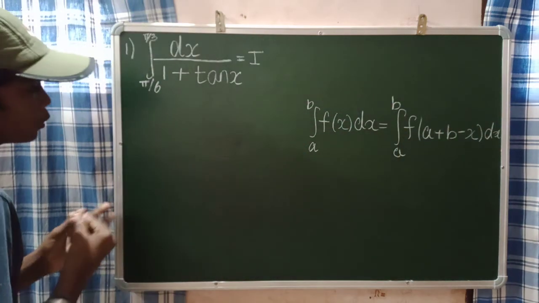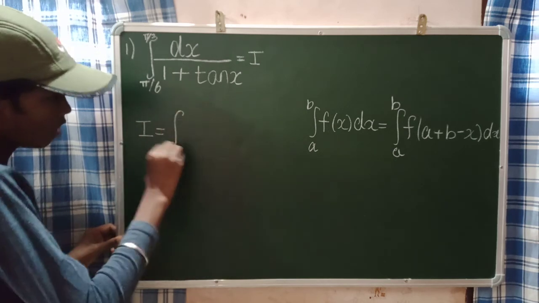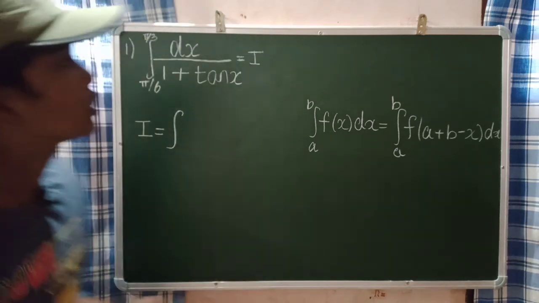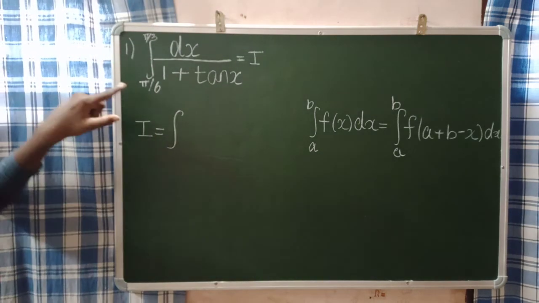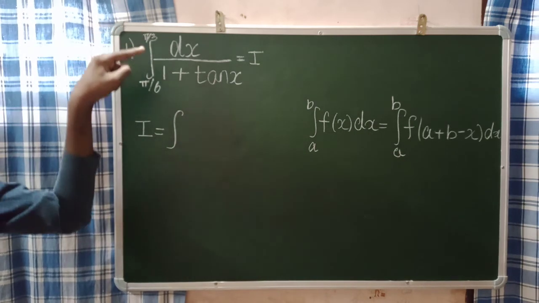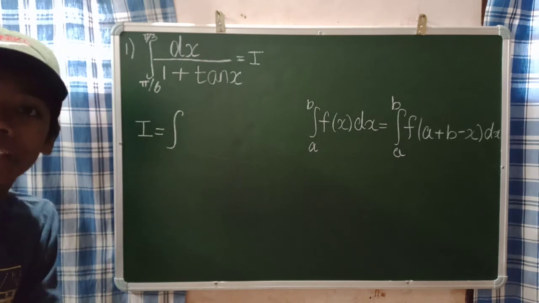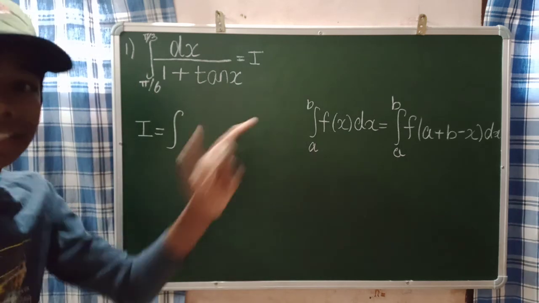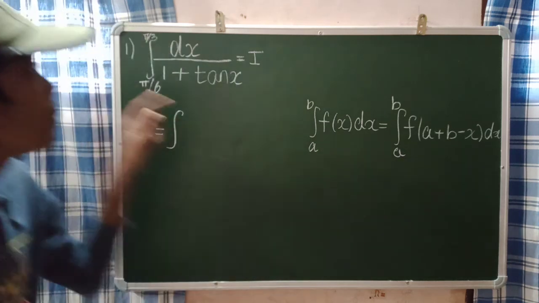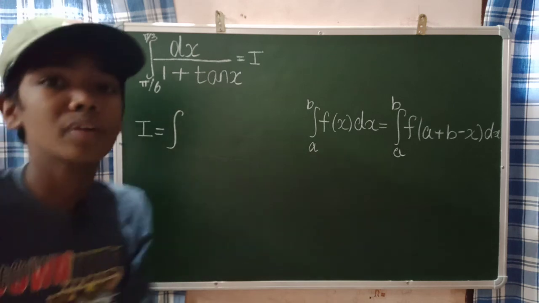So using King's rule, I would write the other I as the integral of f of a plus b minus x dx. F of a plus b minus x will be nothing but f of pi by 6 plus pi by 3 minus x. F of pi by 6 plus pi by 3 minus x is f of pi by 2 minus x. F of pi by 2 minus x means you just need to put the value of x as pi by 2 minus x. I will repeat once again: f of a plus b minus x will be nothing but f of pi by 6 plus pi by 3 minus x, which will be nothing but f of pi by 2 minus x.